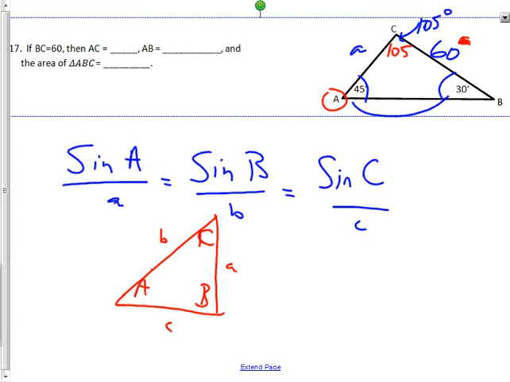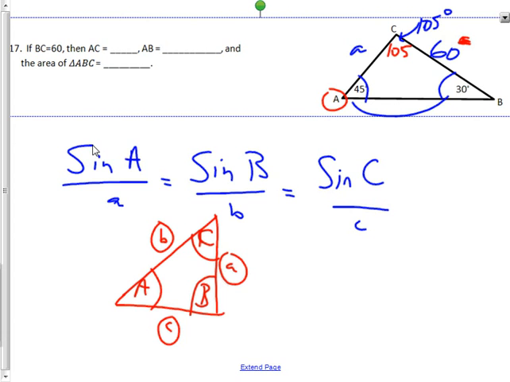And so what we're saying is if we take the sine of this, divided by this, that'll equal the sine of B, which is this one, divided by this one, and that will equal the sine of C, which is this one, divided by the one across from that. All right, so let's try to use that rule on the problem that we have, okay?